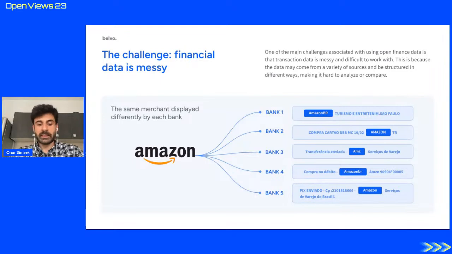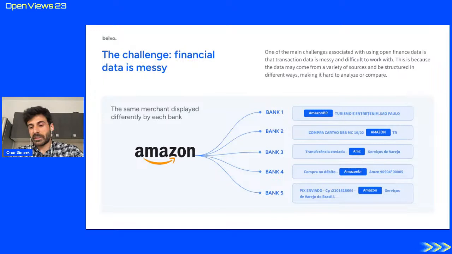Here, you see a person making a purchase on Amazon, and how five different banks describe this purchase differently in their transaction descriptions. The first bank says Amazon BR and Turismo Entretenimiento Sao Paulo. The second one, Compra Cartão Debit Mastercard, includes first the card type, then the date, and then the company name. The third one is Transferencia Enviada Amazon. They even changed the name of the company, using just three letters for it.